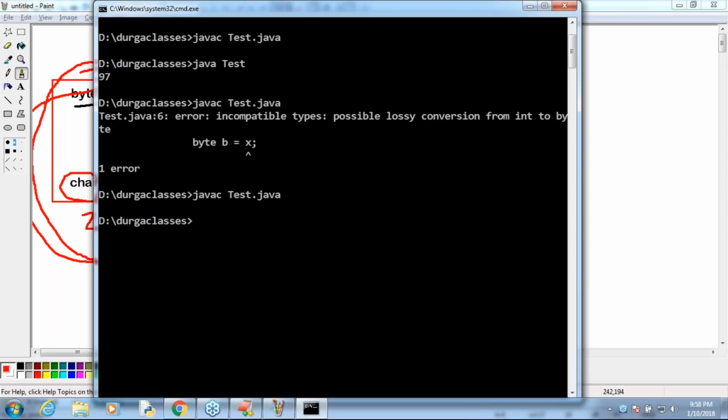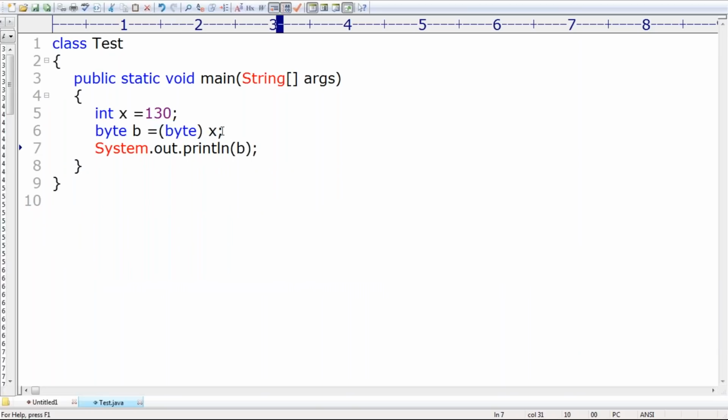So the typecasting which is performed explicitly by the programmer. Who is the responsible to do this one? The typecasting which is performed explicitly by the programmer, such type of typecasting is called explicit typecasting. Remember that: the typecasting which will be performed explicitly by the programmer is by default considered explicit typecasting.